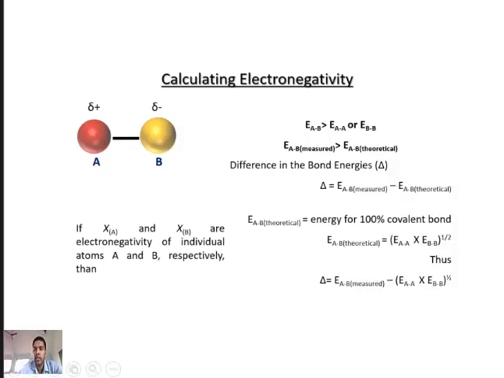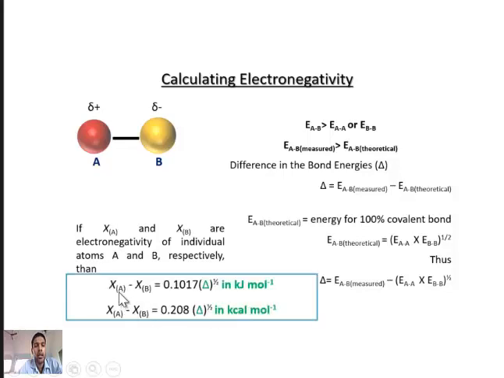Now, as Pauling stated, the difference in electronegativity is the difference in the square root of bond energy. If chi A and chi B are the electronegativities of individual atom A and atom B respectively, then chi A minus chi B is equal to 0.1017 root of delta. Here delta, when it is expressed in kilojoules per mole, we need to use the 0.1017 factor. Thus, we will have values in electron volt.